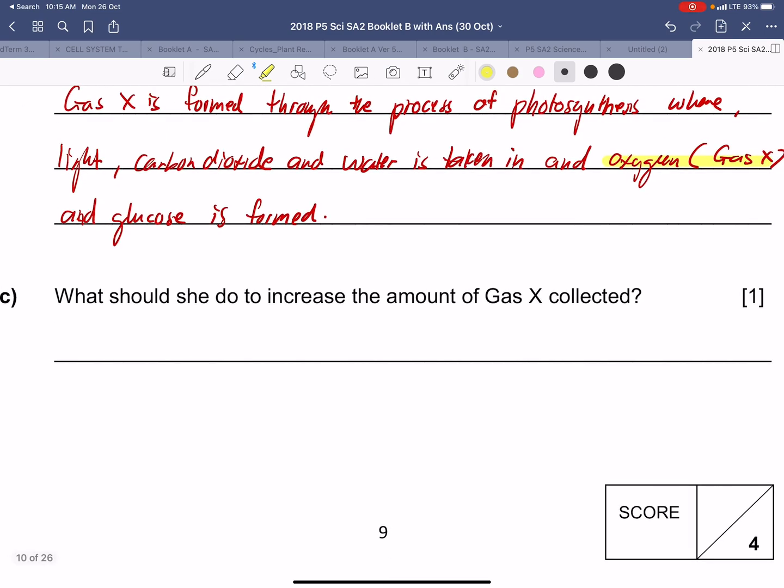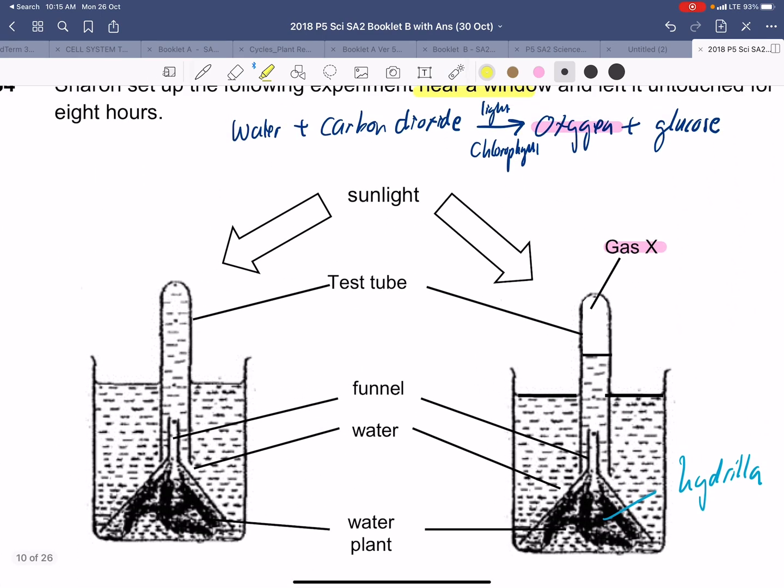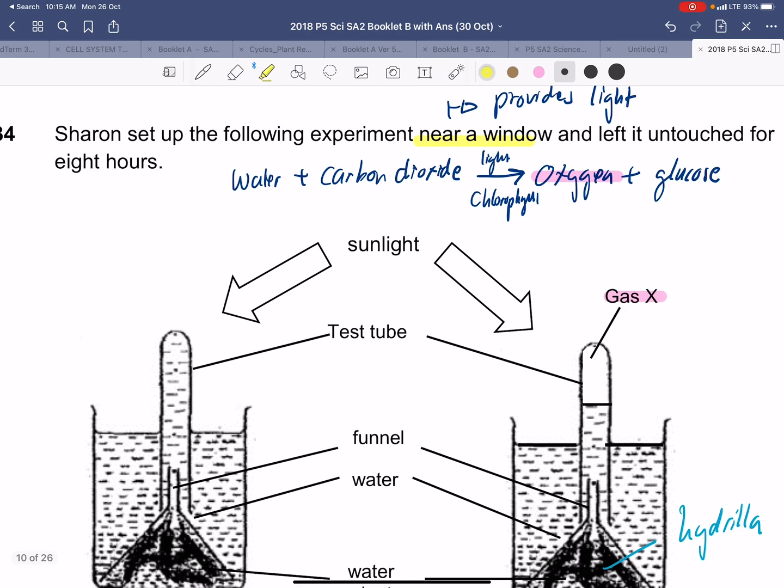Next, what should she do to increase the amount of gas X collected? Now for this question, you need to be very careful. What do I mean by that? In the first place, they are asking for do. I repeat and stress again, this is a common error for many students. We all know that water, carbon dioxide, and light are needed for photosynthesis to happen based on our word equation.